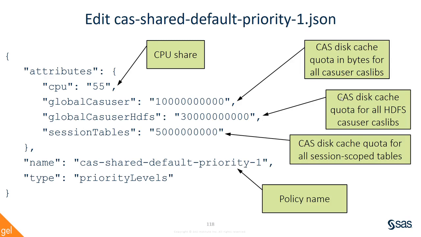Right. Now down at the bottom we have the policy name, and that's going to be very important because later I am going to need a custom group that matches that name exactly. And that's how I associate a user with this policy.